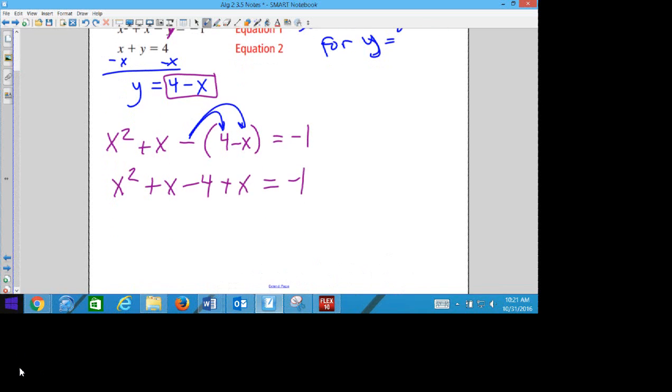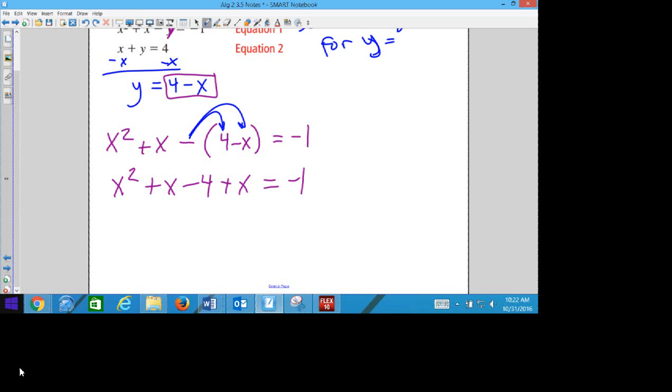You will notice I know that I've done it right so far because I only have x's. If I had y's and x's, then I can't solve for the one variable. But I only have x's. Even though I have an x squared, I only have x's. So what I'm going to do now is solve for x.